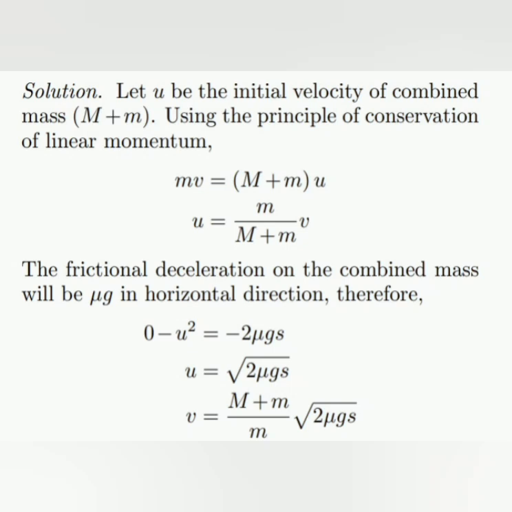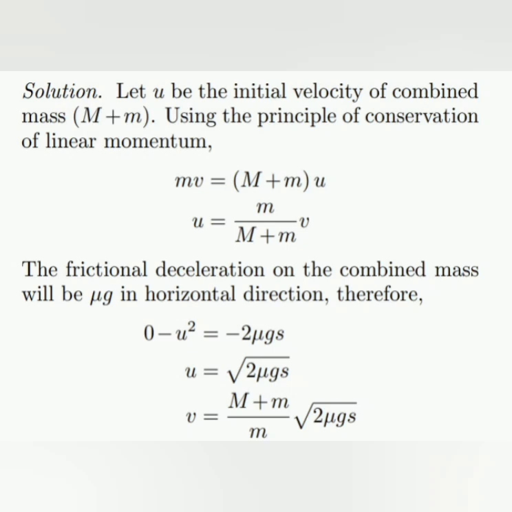Looking at the solution, we assume u to be the initial velocity of the combined mass. We are considering the case after collision. After the collision both the bullet and block form a combined part, so let u be the initial velocity of that combined mass, capital M plus small m, where capital M is the block mass and small m is the bullet mass. From the moment the bullet penetrates the block and it starts moving, we assume that initial velocity to be u.